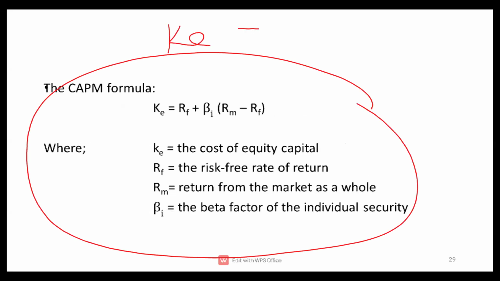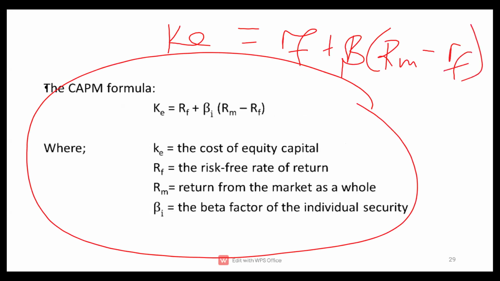Cost of equity in that case will be the risk-free rate, which is the interest rate either on a treasury bill or a government bond, plus beta multiplied by the return on the market minus the risk-free rate. This is the return that one receives from the market, Rm, and the risk-free rate is basically the interest rate that one can receive if they invested in government securities that are risk-free.